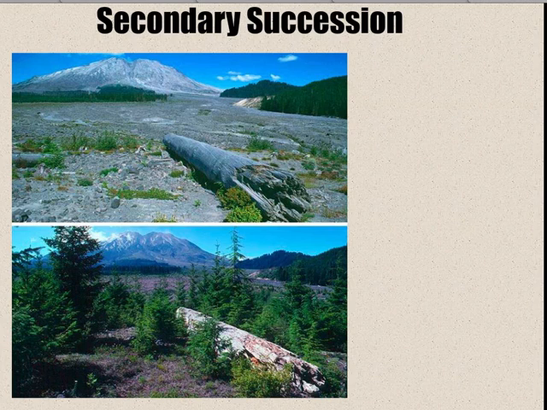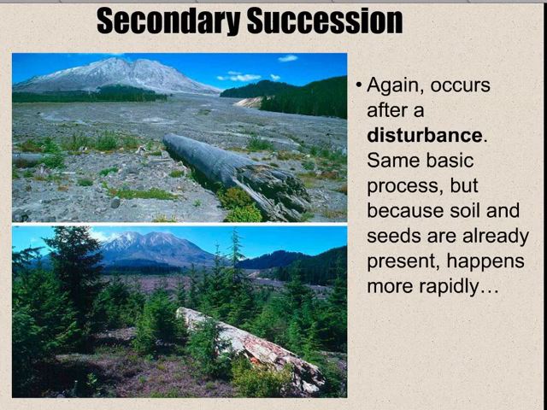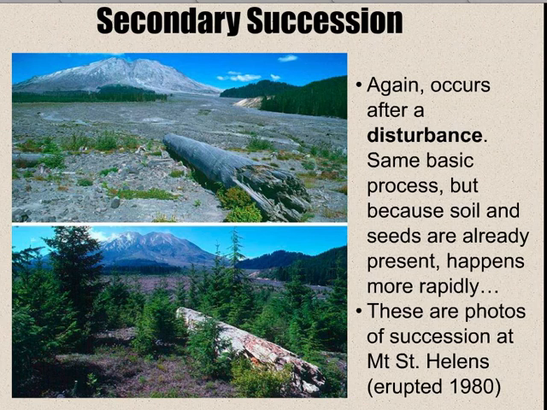Okay, this is the last slide. Remember that primary succession is the succession that occurs when nothing has ever lived there before, when there isn't any topsoil. So it's what happens when nothing has grown before. Secondary succession is what occurs when something has been disturbed, when an environment has been disturbed. So it says, again, occurs after a disturbance. It's the same basic process, but because soil and seeds are already present, the process of succession happens more rapidly.